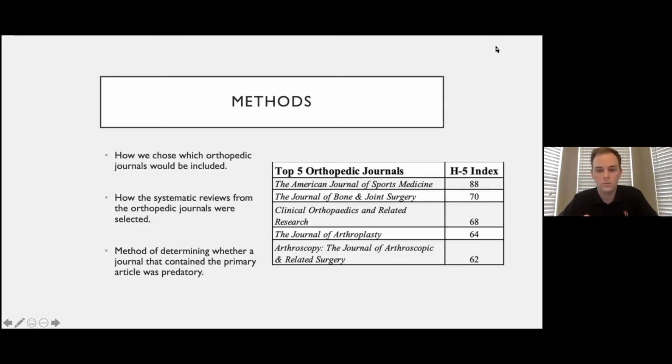And then in a cross-sectional analysis, we dissected through each of these systematic reviews to find their primary articles that were included in these. We found the journals that they were published in and compared that list of journals to a list called Beall's list, which is a list of known or suspected predatory journals, to see if we had any that matched.